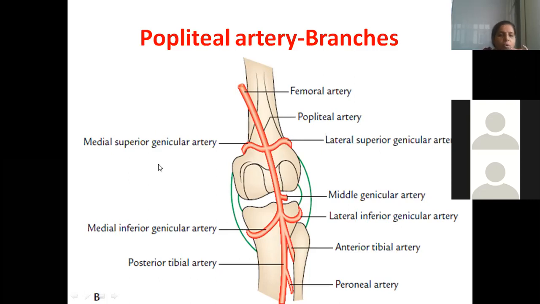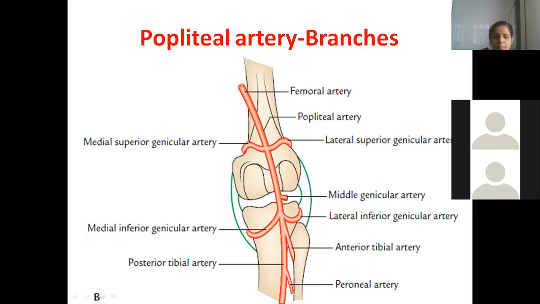Wherever there is a joint or bend, we use the word genicular artery. Now this one on the medial side you call the medial superior genicular artery. This is the medial inferior genicular artery. This is the lateral superior genicular artery, then the lateral inferior genicular artery, then the middle genicular artery. So the terminal branches are the anterior and posterior tibial arteries. How many branches are we finding? 5 plus 2, 7.